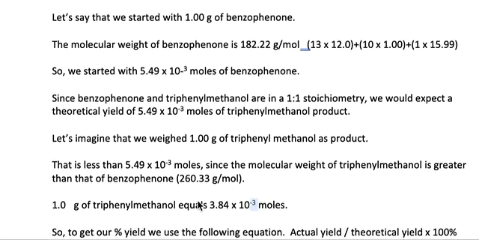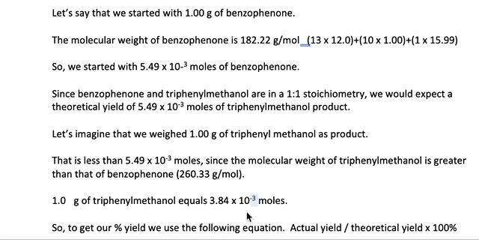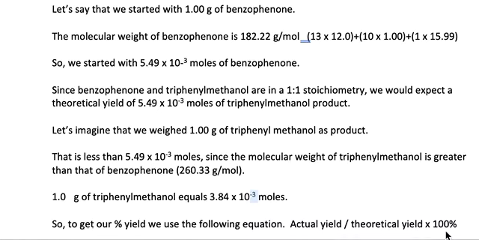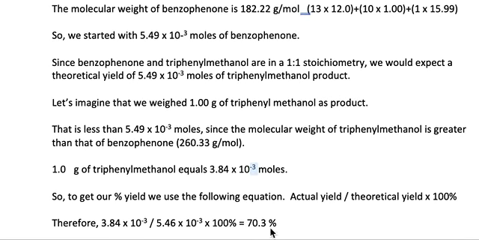And so we can use the following equation to figure out what percentage of that theoretical yield we got. We take our actual yield, which was based on us weighing 1 gram, which is 3.84 times 10 to the negative third moles. We divide it by our theoretical yield, 5.49 times 10 to the negative third, and we turn it into a percentage. So for this example, we get about a 70.3% yield of product from this reaction. So use the weights that you have, the masses that you determined from your benzophenone and your triphenylmethanol, and see what your percent yield is.